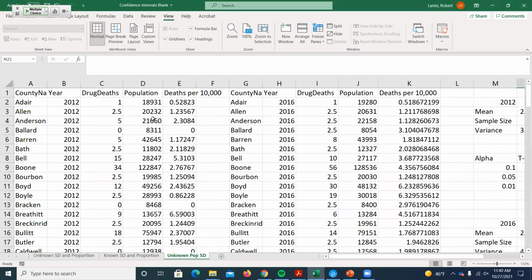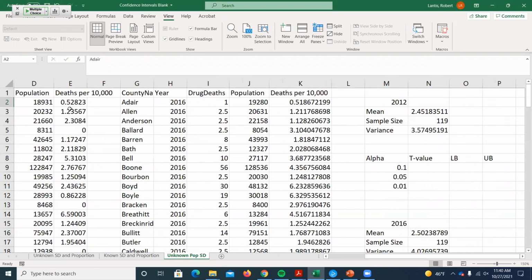So I've got 2012 data and 2016 data. I've almost got two data sets here, just two different time periods. I've got a bunch of different counties and what their drug deaths per 10,000 people in that county were. I don't want to just look at the drug deaths, because I'm guessing Adair County is much smaller than Boone County here. So we'll use that kind of death rate. Might make it a little bit easier.